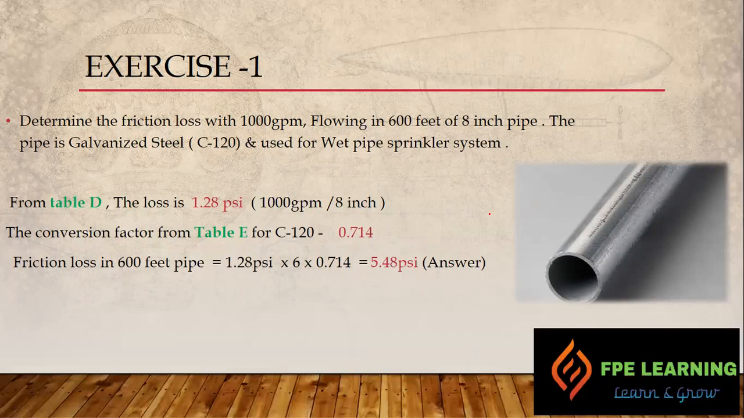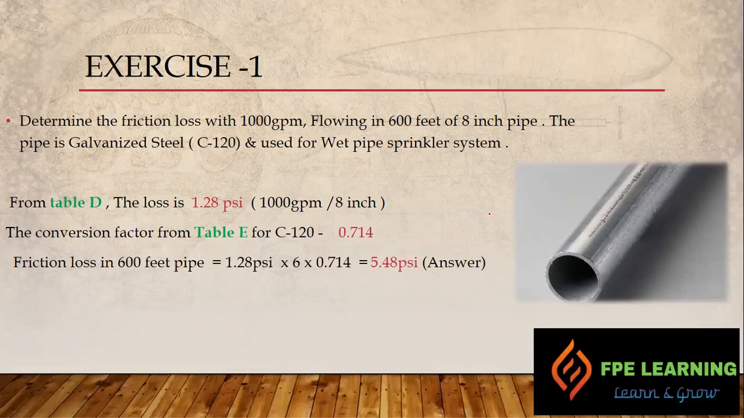The first example: we have an 8-inch pipe. The length of the pipe is 600 feet, and the flow is 1000 GPM inside the pipe. The C factor is 120, which is for galvanized steel used in wet pipe sprinkler systems. What is the frictional loss between the two ends of this 600 feet of 8-inch pipe with 1000 GPM flow? To find the solution, we first have to go to table D, with 1000 GPM flow and 8-inch pipe.